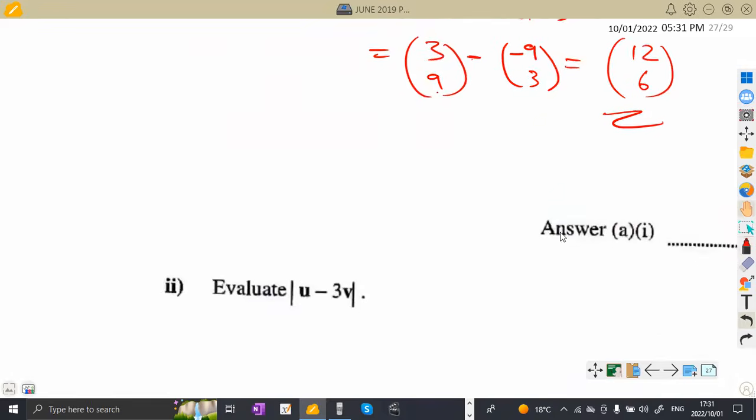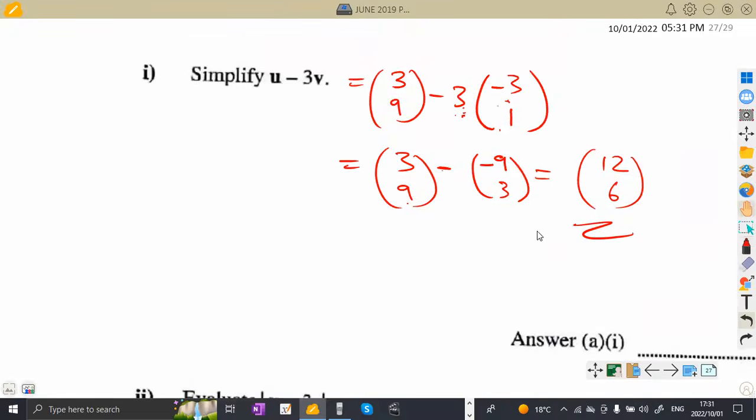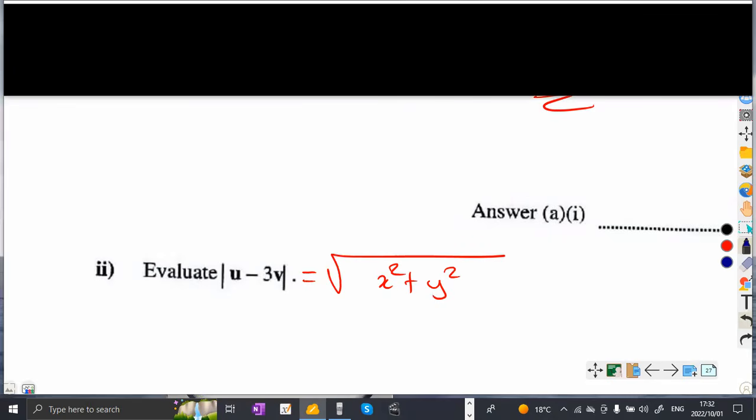Okay, then the other part, the modulus of u minus 3v. Remember, we calculated u minus 3v here. Now we need the modulus. Remember that the modulus is equal to the square root of x squared plus y squared, whereby this is your x, and this is your y. All right, so when you are to find the modulus, all you need is to substitute the values that you are given.